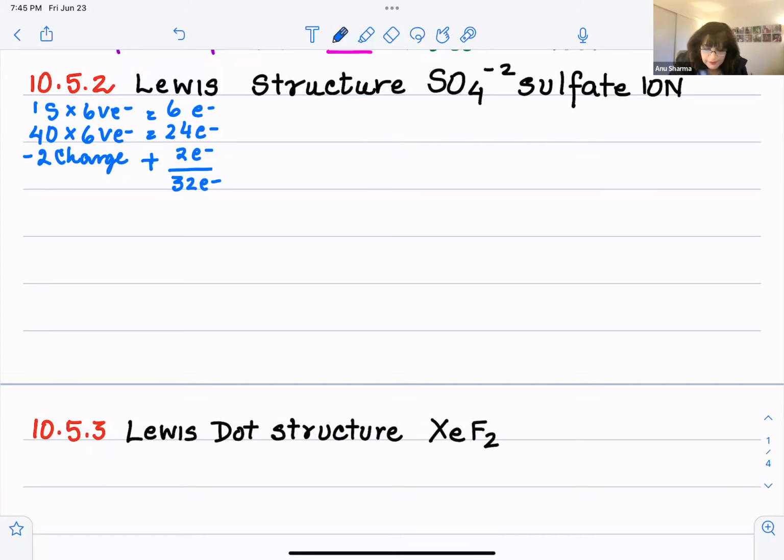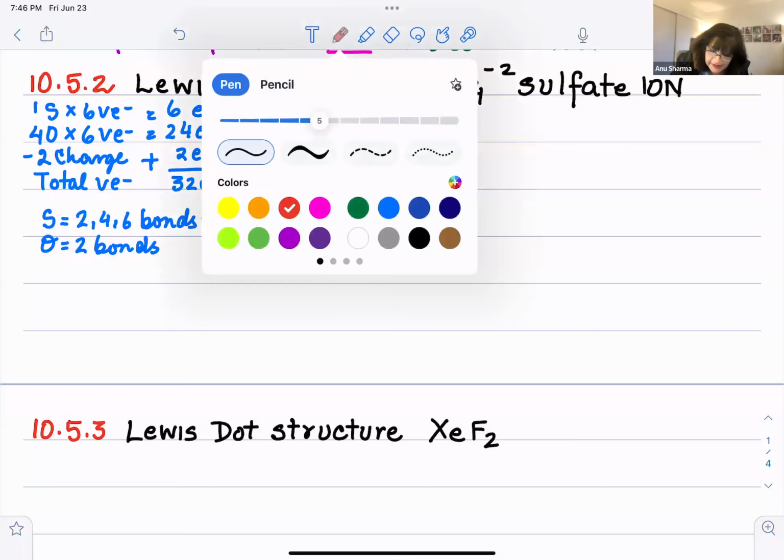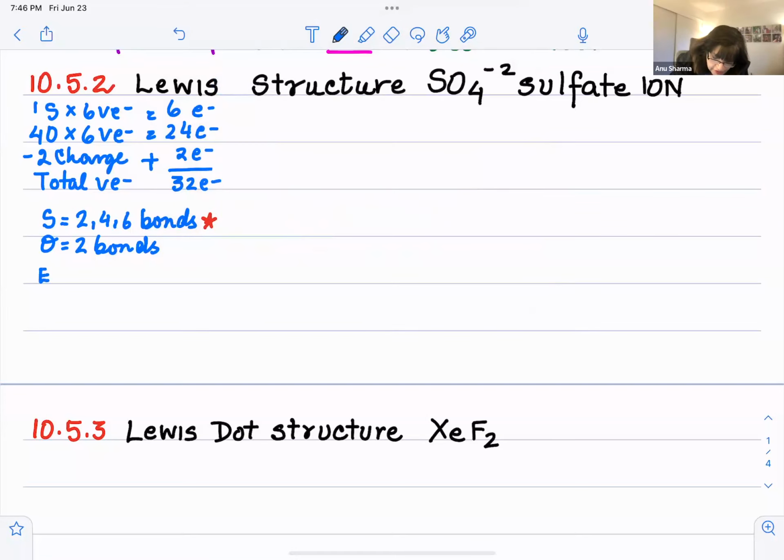All right, so that's one piece: these are the total valence electrons. Next thing is the sulfur and oxygen. Sulfur can make 2, 4, and 6 bonds, and oxygen can make only 2 bonds. So the atom that can make the maximum number of bonds gets priority. This is one driving force. Next, from the table I showed you, the electronegativity of sulfur is lower than the electronegativity of oxygen.